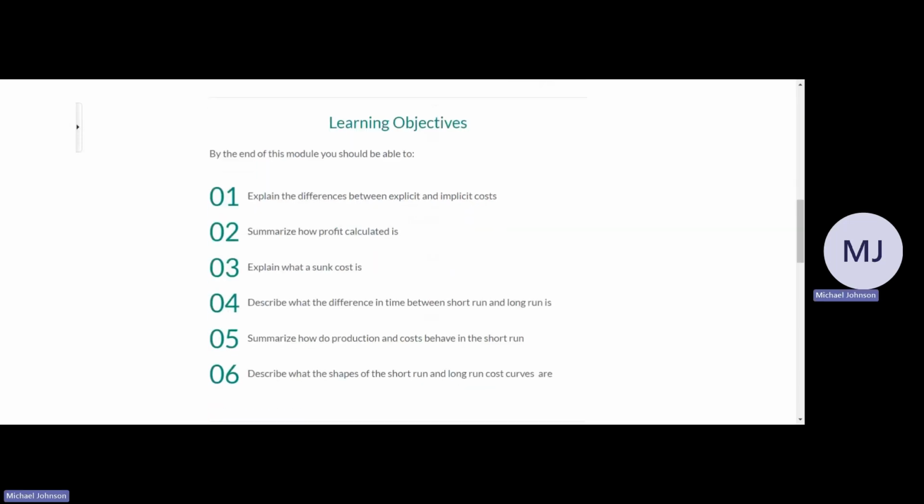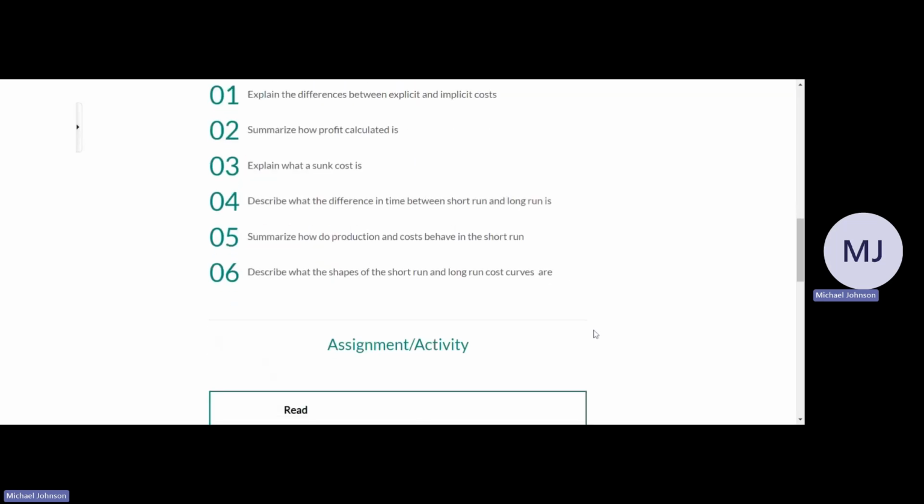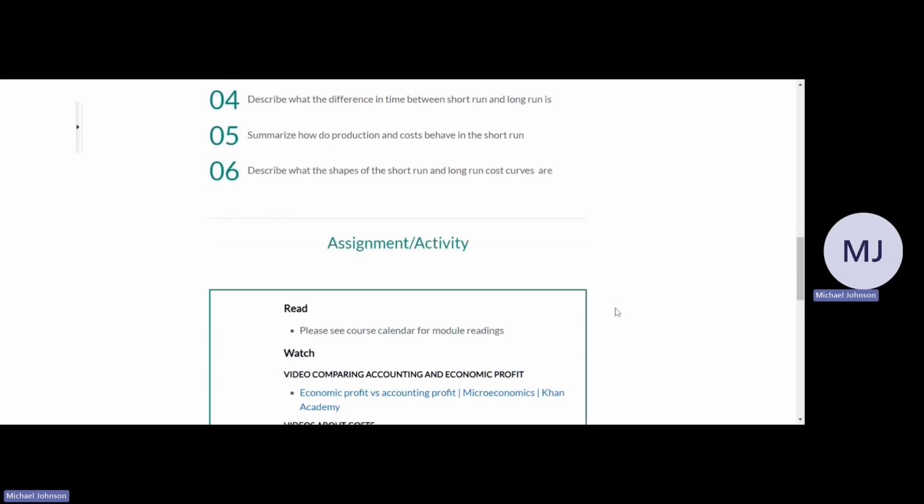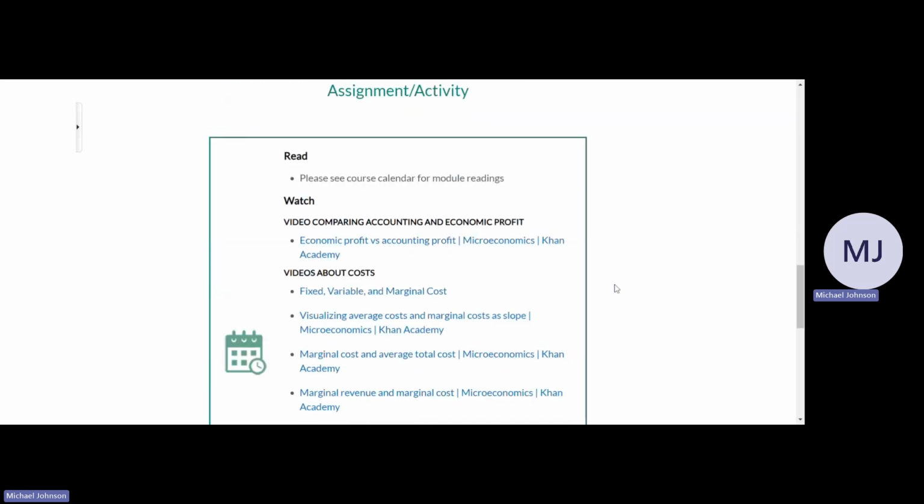So today we'll talk about the differences between explicit and implicit costs, summarize how profit is calculated, explain what a sunk cost is, describe the difference in time between the short run and the long run, summarize how production costs behave in the long run and short run, and describe what the shapes of the short-run and long-run cost curves are.